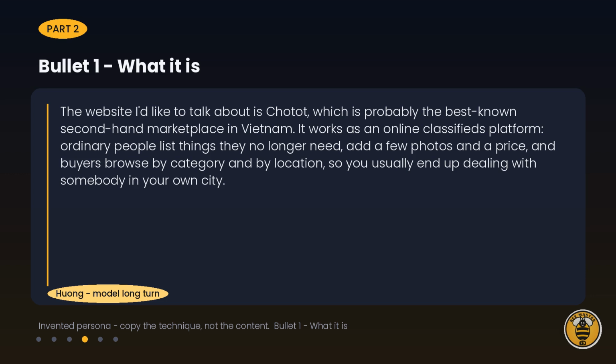The website I'd like to talk about is Cho Top, which is probably the best-known second-hand marketplace in Vietnam. It works as an online classifieds platform. Ordinary people list things they no longer need, add a few photos and a price, and buyers browse by category and by location. So you usually end up dealing with somebody in your own city.